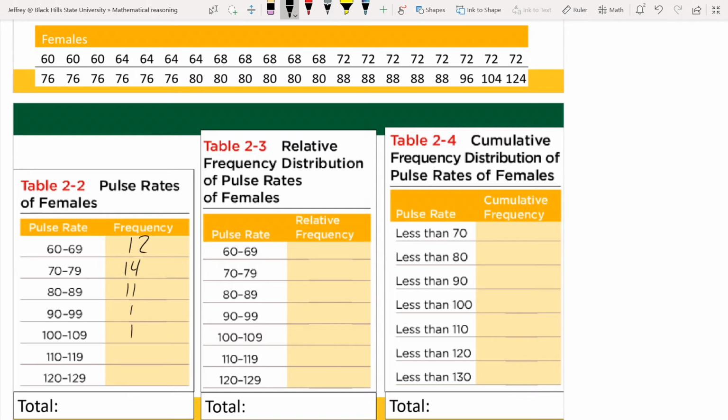Another category has 0. And then finally we have a heart rate of 124 beats per minute, so that is the last one we have in the category. So adding all these together, I believe we had 40 pulse rates.